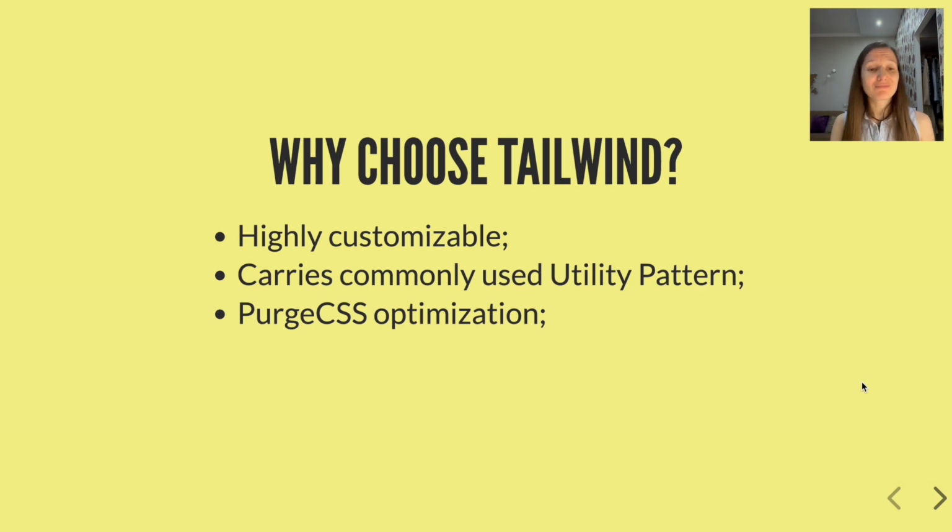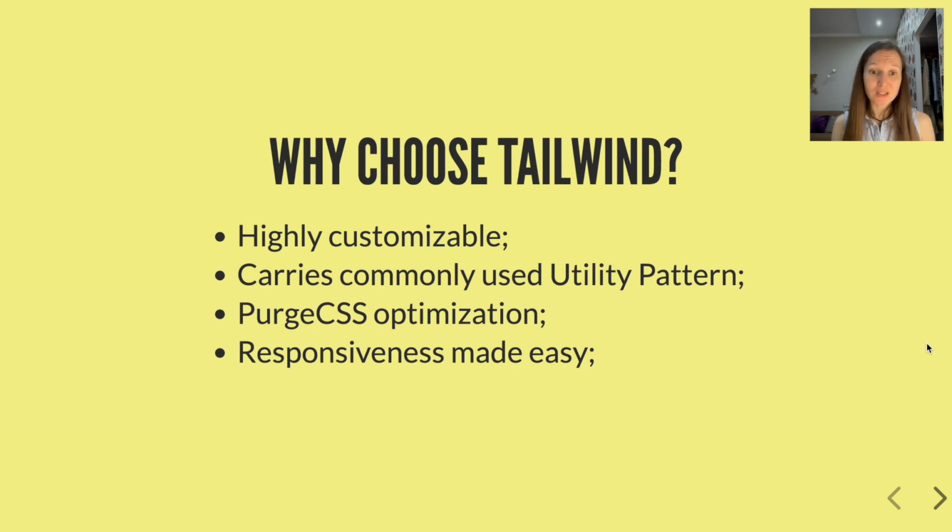The third reason is Purge CSS optimization. Purge CSS is one more special tool to optimize our CSS file, our project. It actually removes unused classes, and Tailwind together with Purge CSS allows us to make the project cleaner and lighter, and all of this because it's much more optimized.